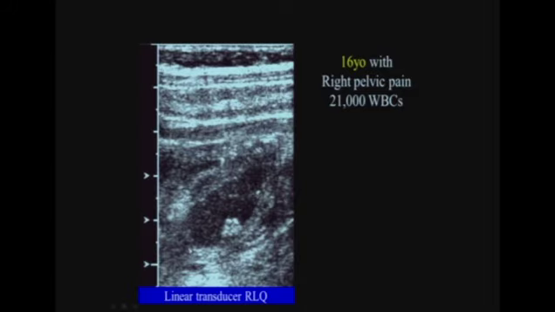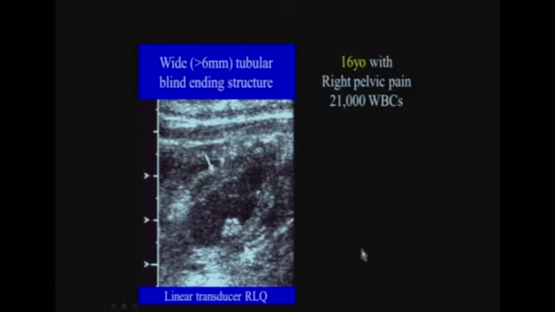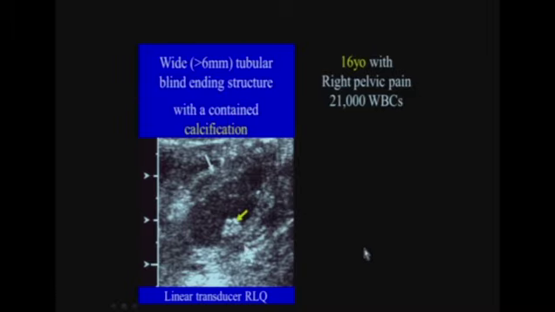Linear array transducer shows this structure, blind ending, tubular looking structure, thick walls, greater than 6 millimeters, which is considered abnormal in ultrasound. And the yellow arrow points to a calcification, which sometimes can be seen in there. So it's appendicitis, a non-perforated appendicitis with a contained appendicolith.